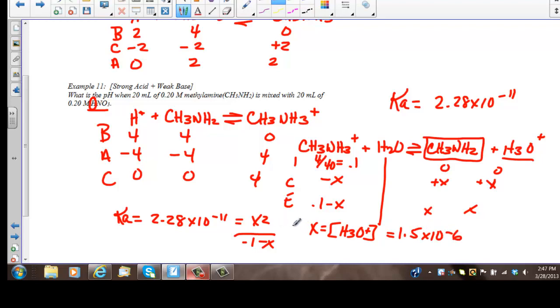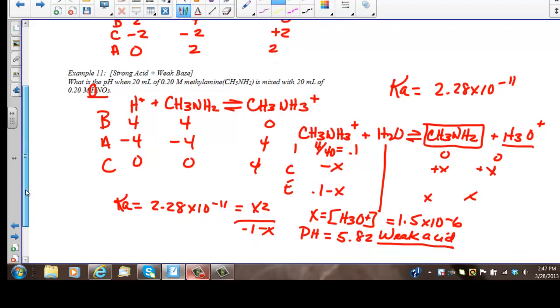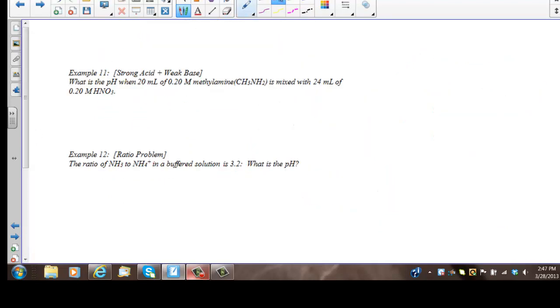So our pH is equal to the negative log of that, and our pH is going to be equal to 5.82, which is a weak acid. And that should make sense intuitively, because if I have a strong acid and a weak base, I'm going to be left with a slightly acidic solution. Okay, we need to change this to number 12, because I labeled two of them 11. So this is going to be 12, and this is going to be 13, and then we will call it a day.